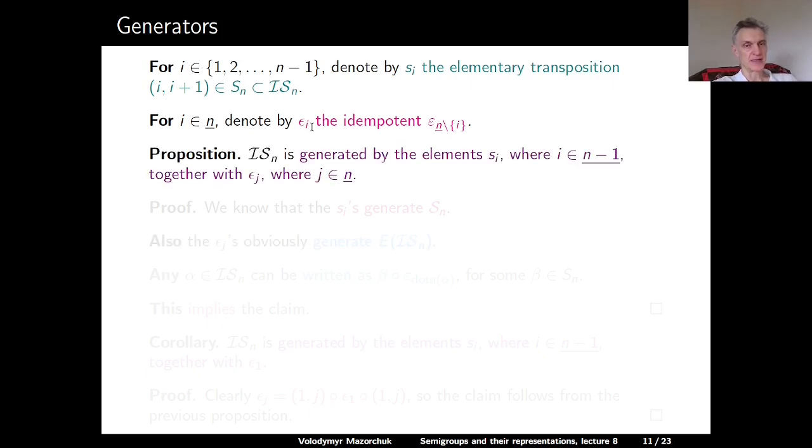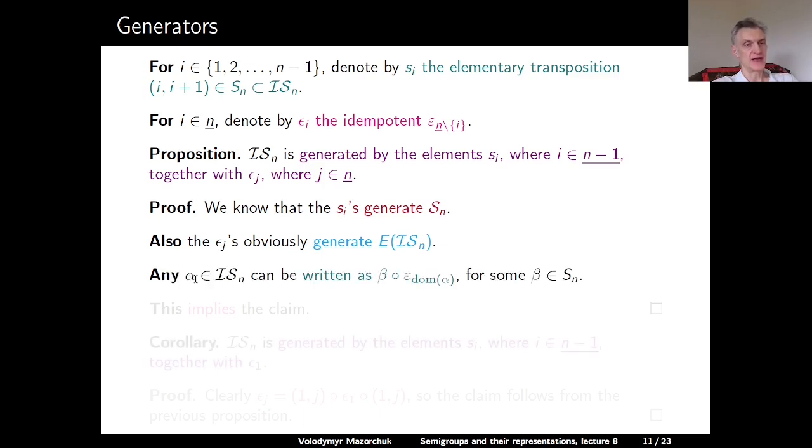Proposition. ISN is generated by the elements s_i, where i is in n-1 underlined, together with epsilon_j's, where j is in n underlined. Proof. We know that elementary transpositions generate the symmetric group. Also, the epsilon_j's obviously generate the monoid of all idempotents in ISN. Also, any alpha in ISN can be written as a product of beta after calligraphic epsilon on the domain of alpha for some beta an element in Sn.